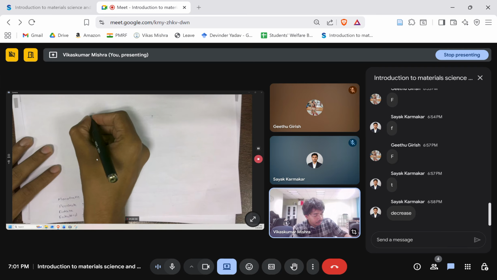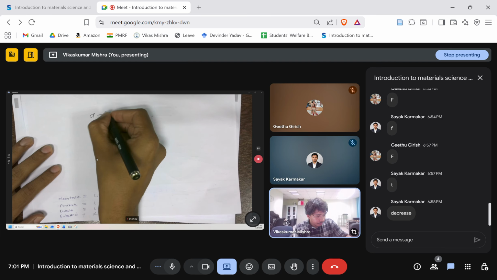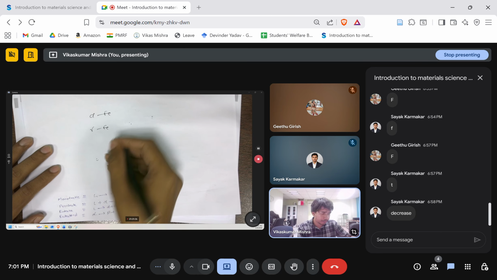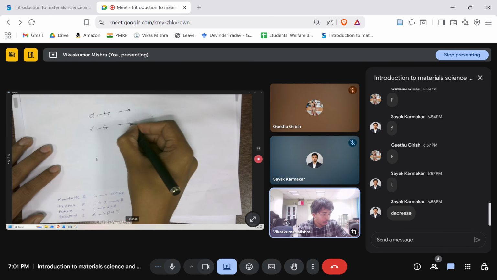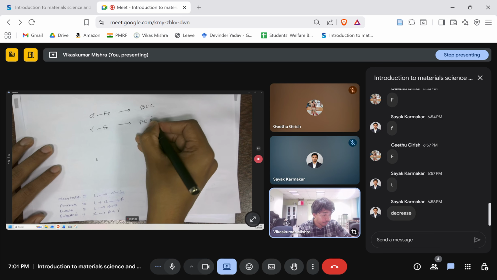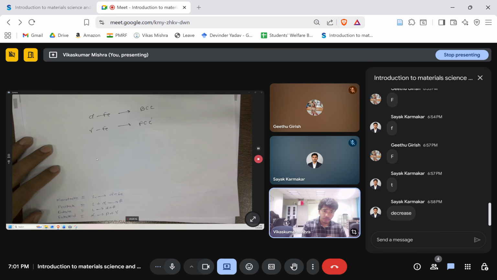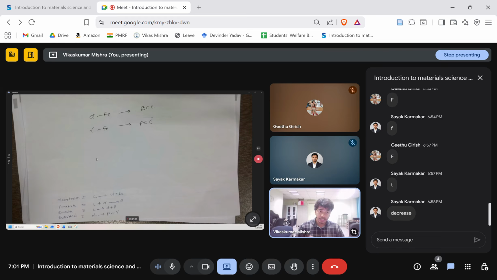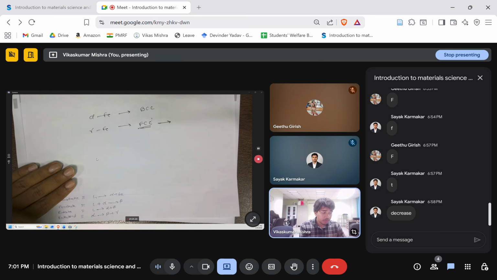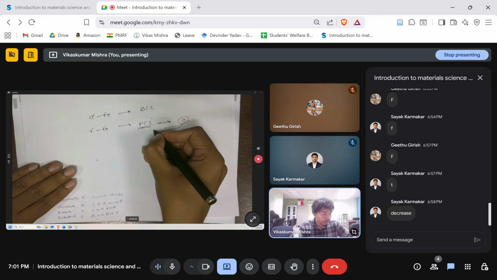When we are talking about the alpha ferrite and when we are talking about gamma, that is austenite, the structure is BCC for one and FCC for the other. I think we have already discussed the void size in the FCC and in the BCC. You will find that in the case of FCC, the carbon void will be more effectively occupied.